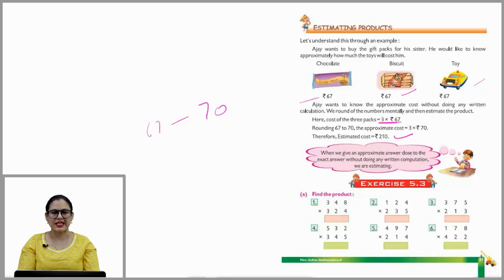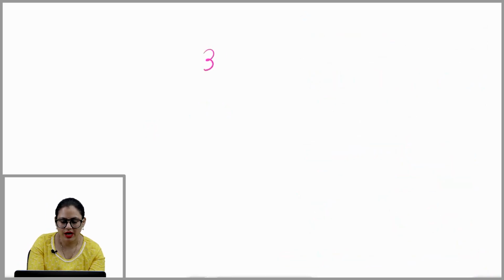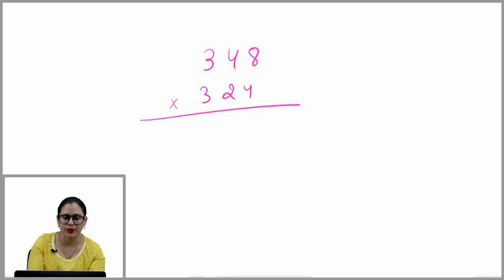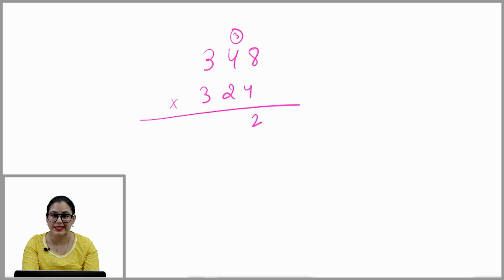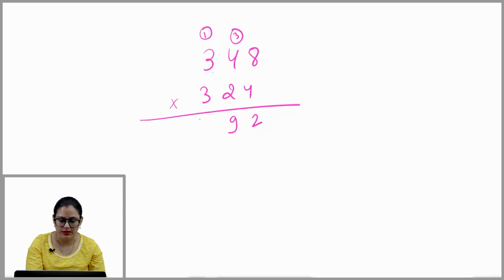Okay, exercise 5.3, find the product. Let's find the product. 348 and 324. First multiply this number by 4. 4 8s are 32, 3 carry. 4 4s are 16 plus 3, 19, 1 carry. 4 3s are 12, plus 1, 13.